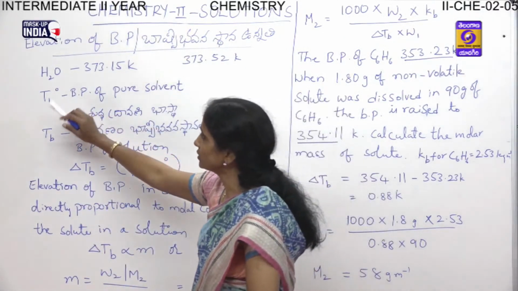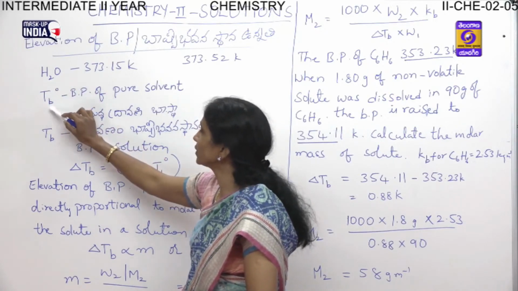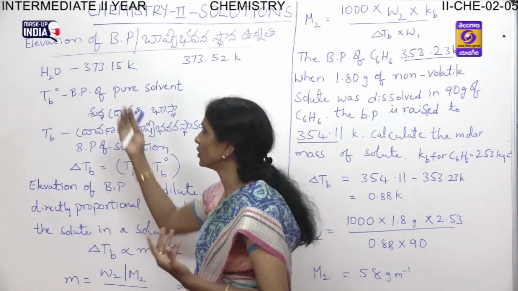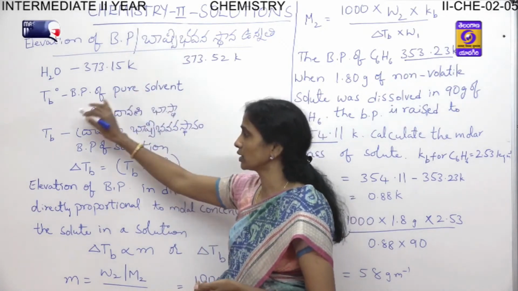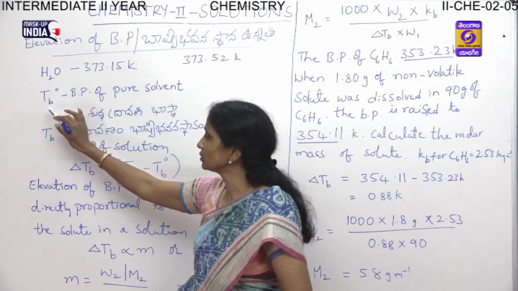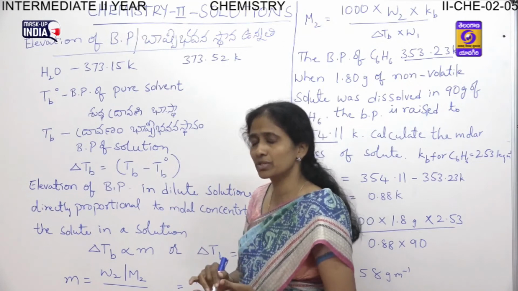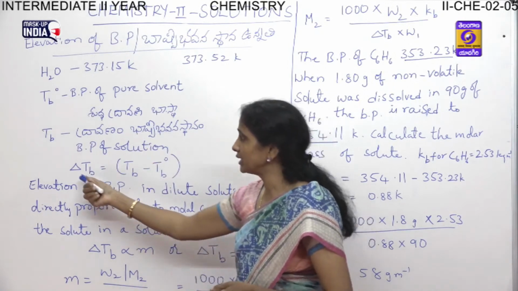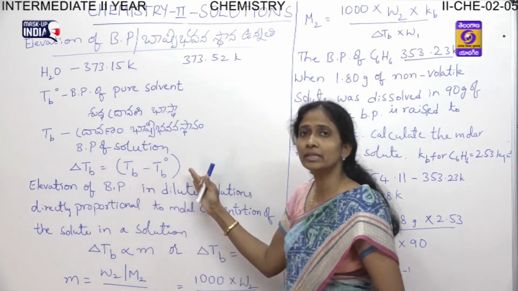Tb naught: what is this? The boiling point of a pure solvent. Here we take one example, water and sugar. Water is the pure solvent, so its boiling point is Tb naught. Next, the boiling point of the solution is Tb. We write the difference of boiling point: delta Tb equals Tb minus Tb naught.